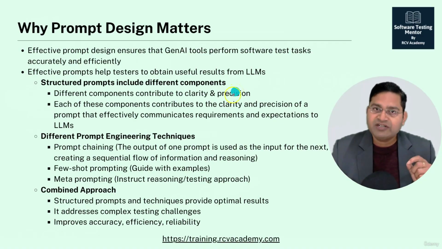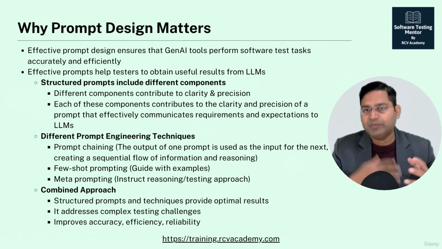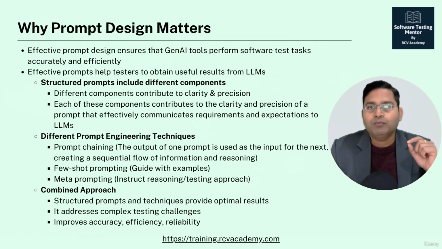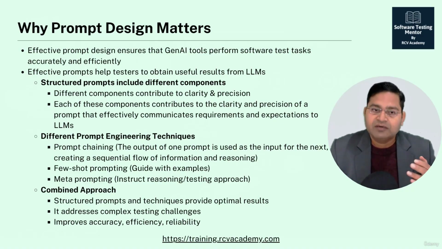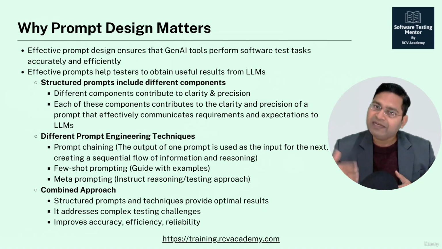Then there are different prompt engineering techniques. For example, prompt chaining, wherein the output of one prompt is used as the input to the next. That's what prompt chaining is all about. Like API chaining, you prompted something, you got the output, and that output is the input to the next, creating a sequential flow of information and reasoning.